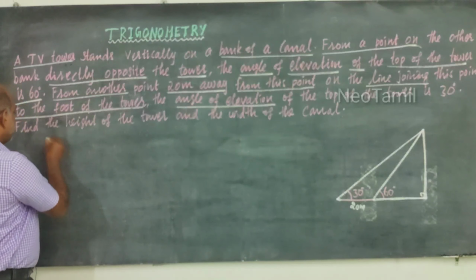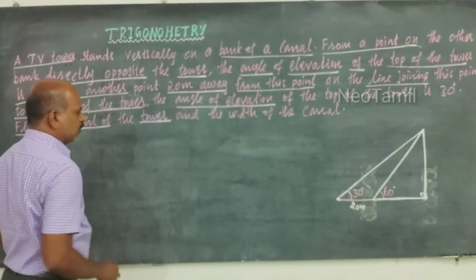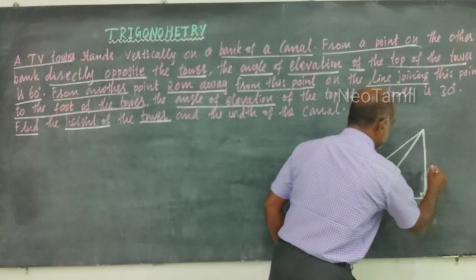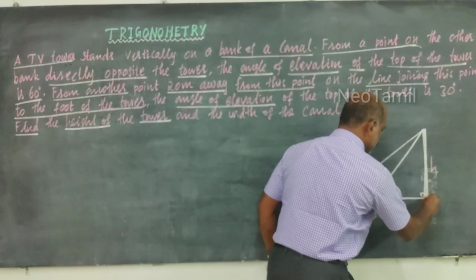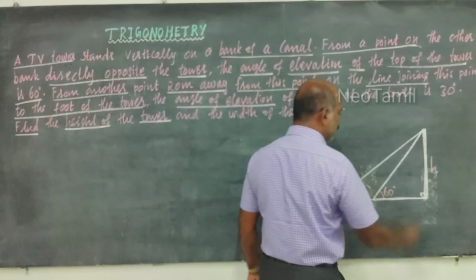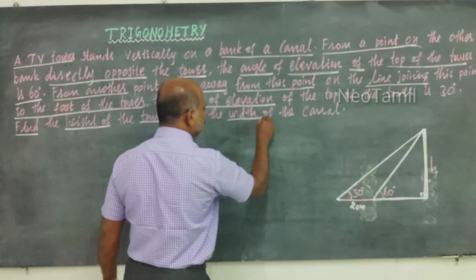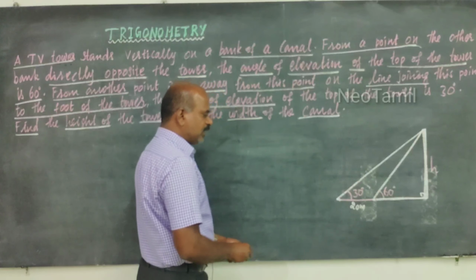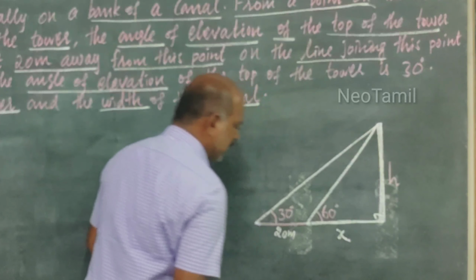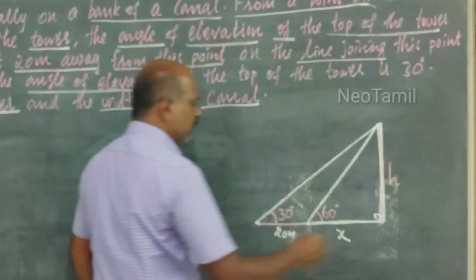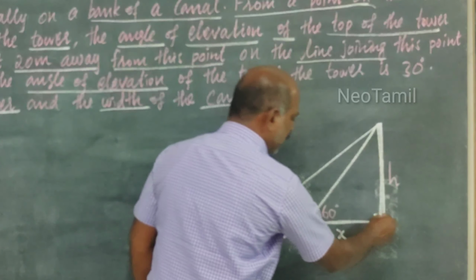Actually, the question is to find the height of the tower. So this I want to take as h. This is the height of the tower. This is the tower. I want to find the height of this tower. That is why I am going to take it as h. And the width of the canal. This is the width of the canal. The width of the canal I want to take as x. This is x. Actually, I want to give the notations, that is alphabets.